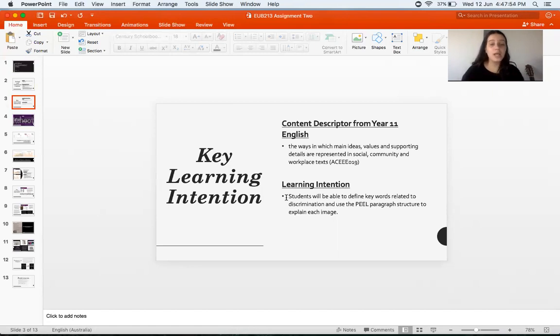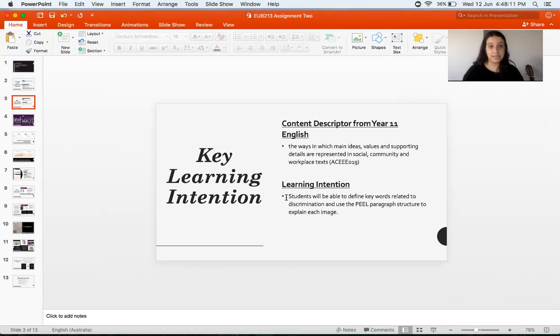So my whole idea for this lesson was to, A, have students define what discrimination was and be able to understand that, and B, be able to apply that to different scenarios, which they'll have to demonstrate within their assessment piece later in the semester.